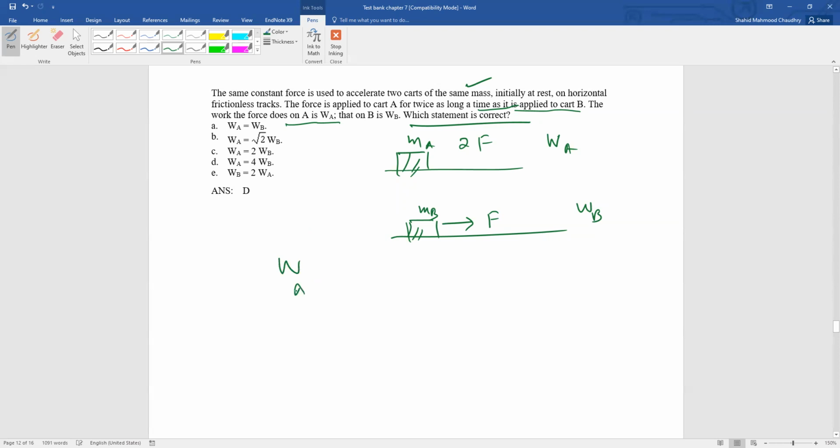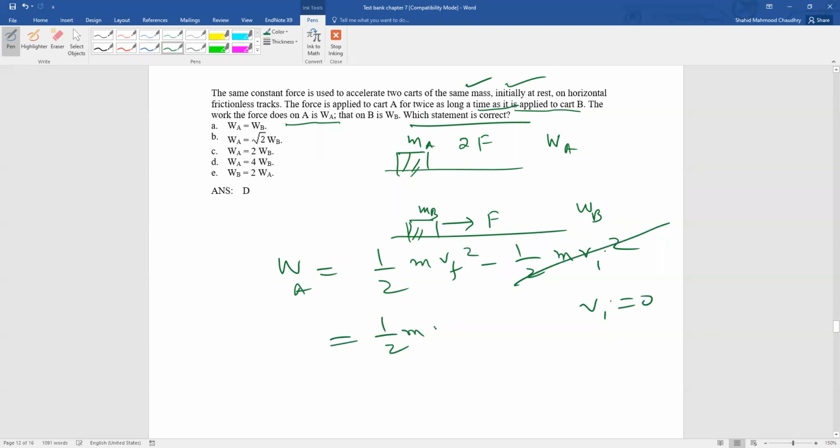So what does WA mean? Work done on a body is the change in kinetic energy. Here it is starting initially at rest. It means its initial velocity is 0, because you know that work done is the change in kinetic energy, 1/2 m vf squared minus 1/2 m vi squared. So if vi is 0, then this term will be 0, so we have only this term.